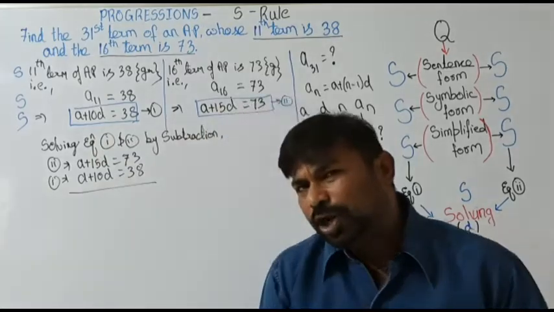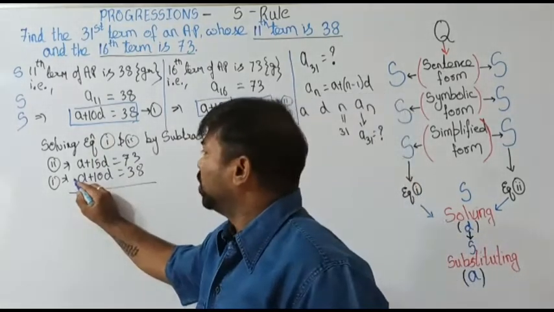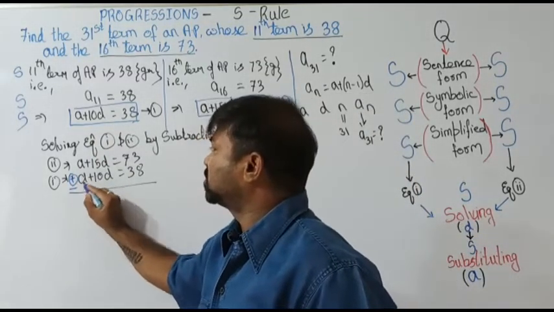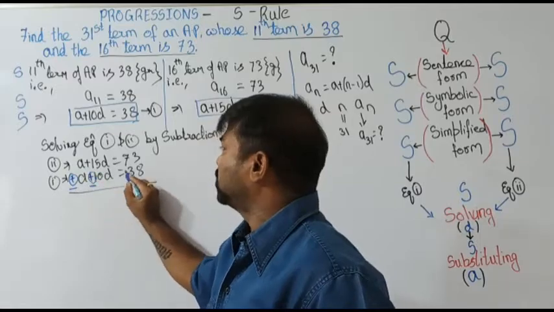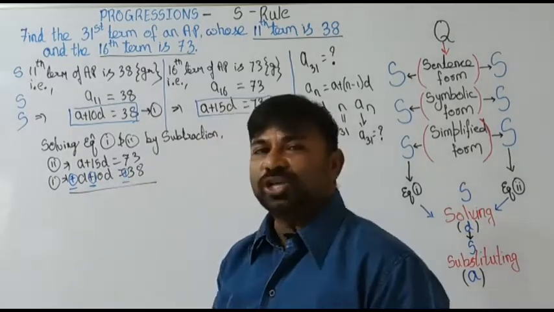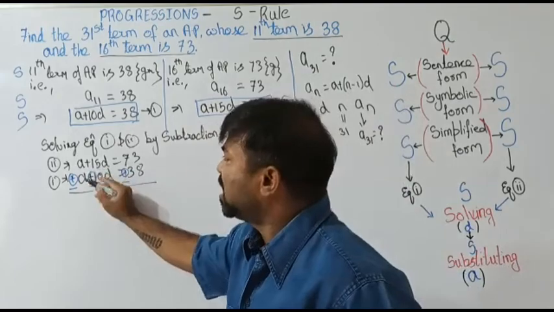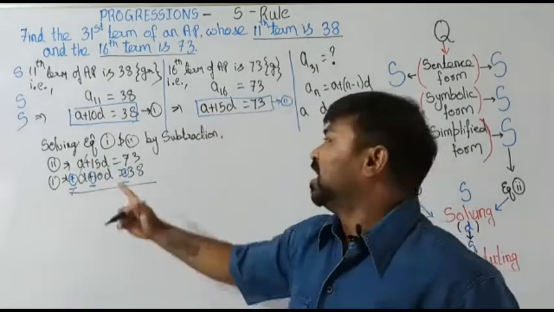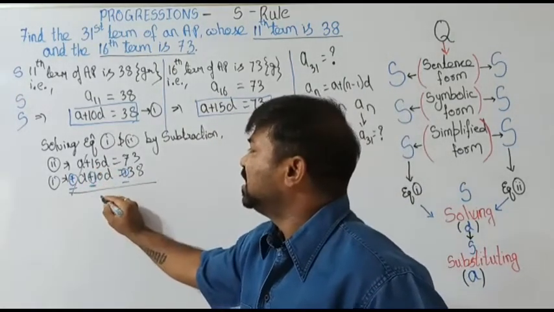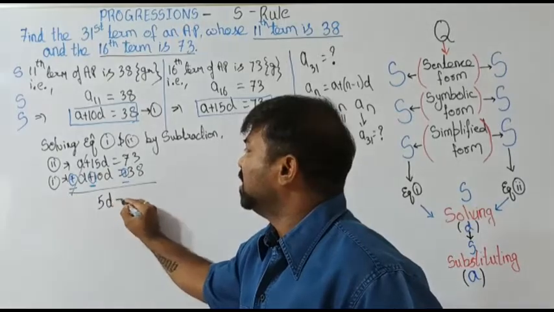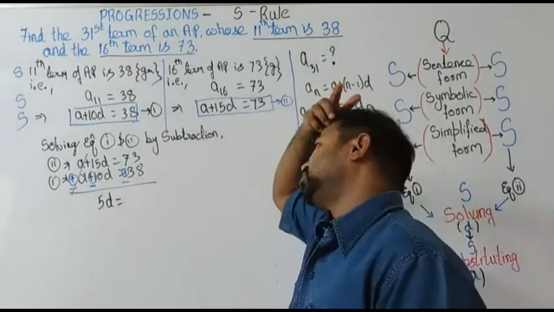Now what is the method we are opting? Subtraction. Whatever sign we have, change it. Now plus A and minus A, we cancel it. Now 15B minus 10B equals 5B equals 73.